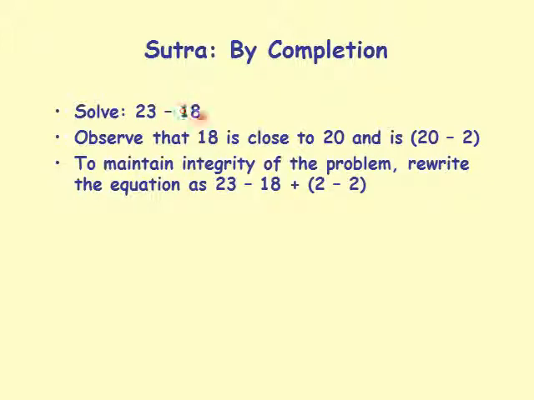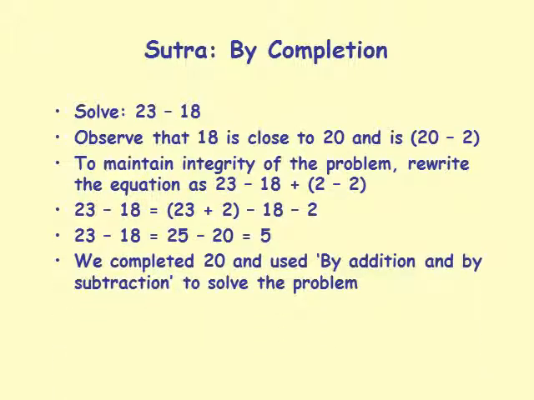But we just can't change 18 to 20. That would change the problem situation here. We do have to maintain the integrity of the problem. So what we do is we add and subtract 2. Then we regroup them. The plus 2 we combine with plus 23 and minus 2 we combine with minus 18 here.